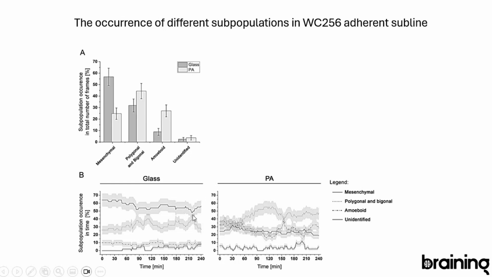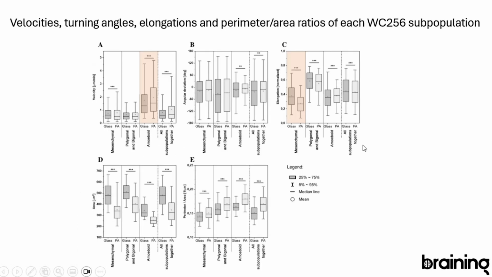And we can see the time course of the occurrence of the populations in different conditions. So we see again mesenchymal is really strong, then polygonal and bigonal, and they are pretty stable in the time of the experiments. But when we put these cells on the elastic substrate, we see drastic changes. The polygonal and bigonal take over, and the mesenchymal stays much lower. So this was to show that the substrate changes the heterogeneity of the cell population.